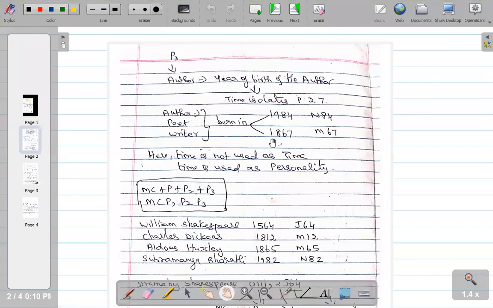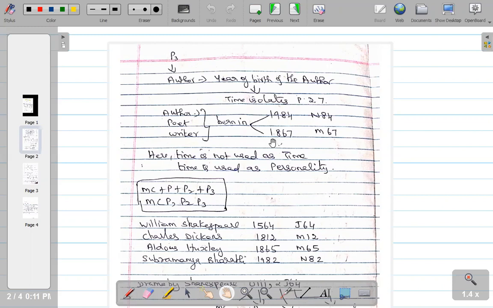Good morning, students. We are discussing how we can construct a class number for the main class O literature using Colon Classification 6th edition reprint. In the last session I told you about the formula: main class, P, P2, P3, P4. I told you that P stands for language, and the number is taken from pages 2.26 and 2.27.